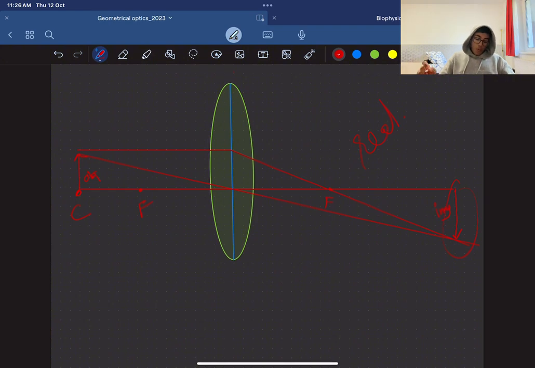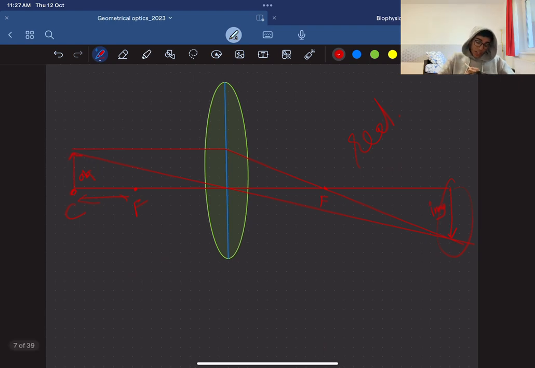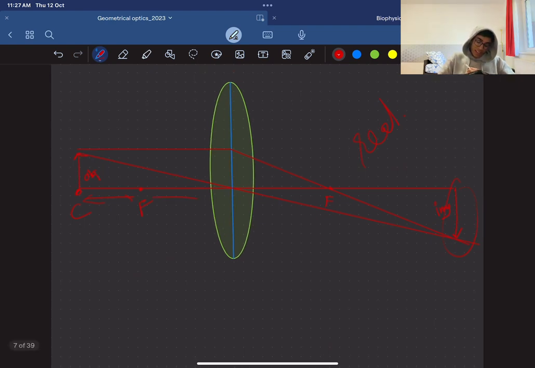When you place the object between C and F, very important, please listen carefully, you're most likely going to get a real and inverted image. Now, when you place the object between the focus and the lens, basically in the focal length region, you're going to get a real and upright image, which is magnified.